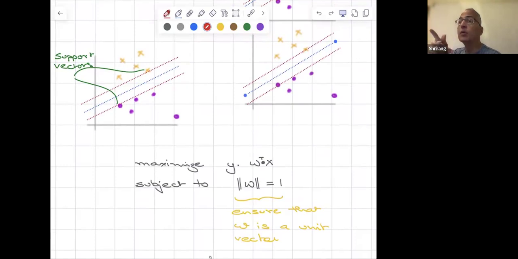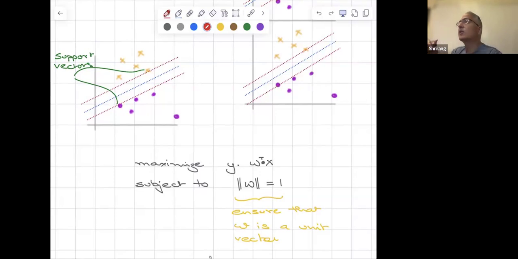Points. So the support vectors are the vectors of those points. The red dashed lines that I've drawn are just for visual understanding. The support vectors are not the red lines. The support vectors are those points. These are the support vectors, right? Okay.